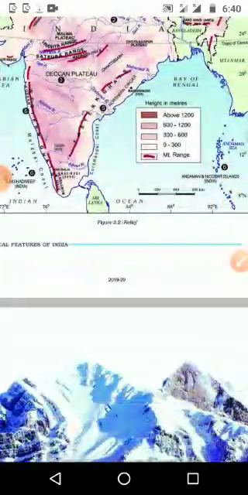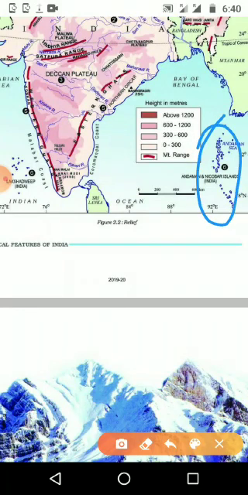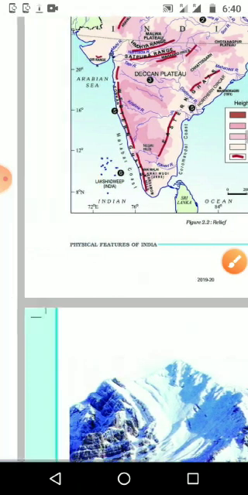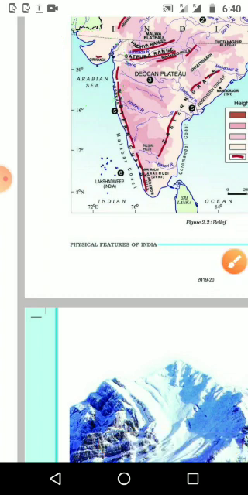Then next one is islands. We are having 2 island groups. One is here we can see Andaman Nicobar Islands, and here we can see Lakshadweep. Like that 2 groups of islands we are having. At the same time we are having small island groups, small islands one by one near Gujarat and Bombay area. Altogether we can't mark them, they are very small. And the major island groups are Andaman Nicobar and Lakshadweep.